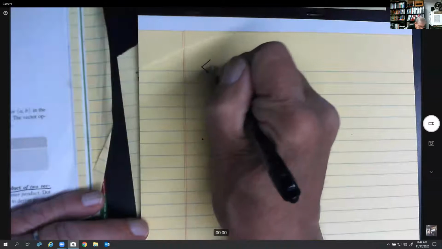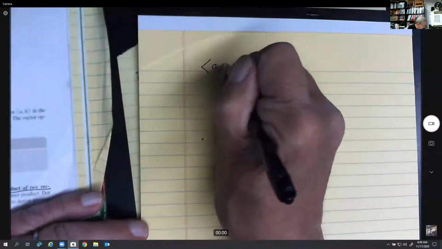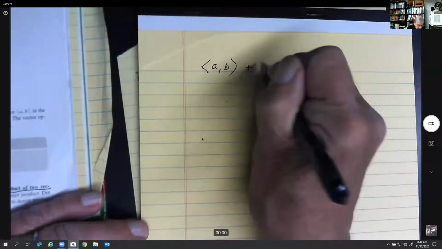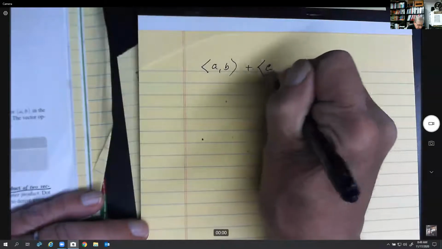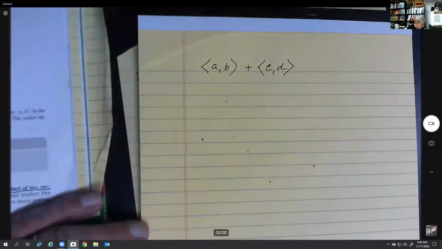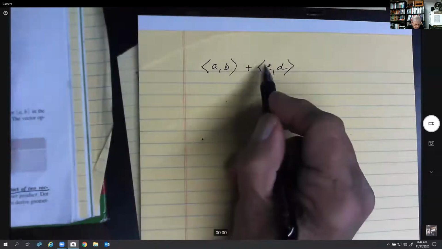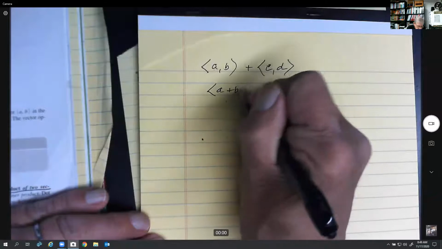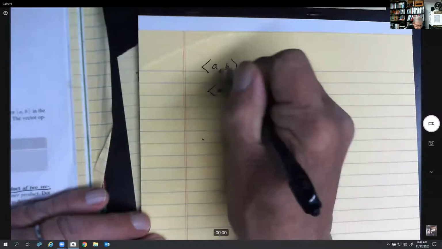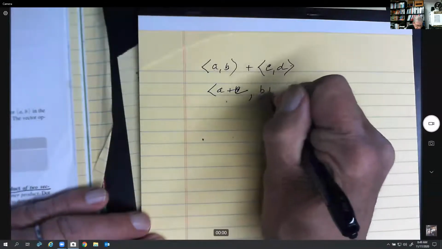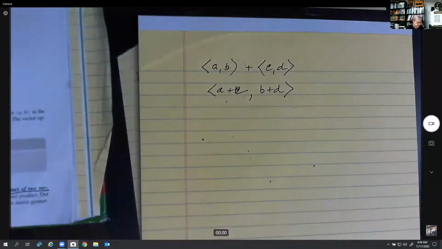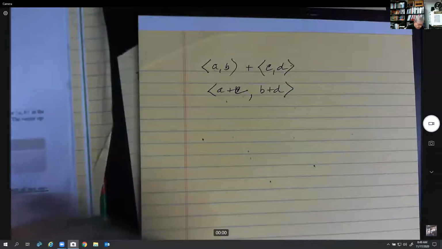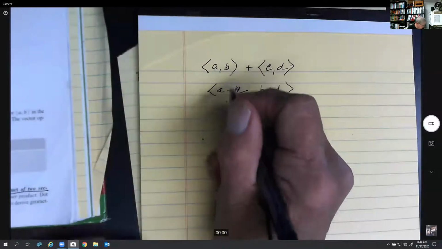A couple other things. Say you're going to add two vectors together, AB plus CD. To add these together, all you have to do is add the first term to the first term, A plus C, and then B plus D. And then you get a different vector. I'm going to go through these real quick and show you using some numbers.